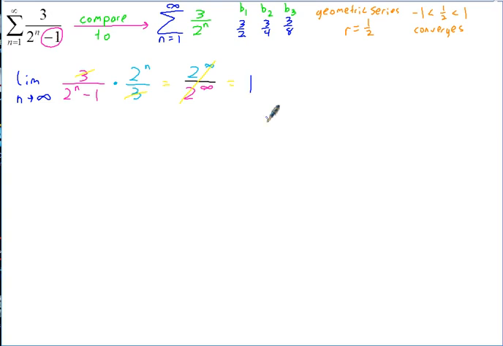And the limit comparison test says as long as this is greater than 0 and not infinity, then these series have to do the same thing. Either both converge or both diverge. And in this case, since we know already the series we compared it to is geometric and it converges, that means our original series would also have to converge. So we can say our series converges by the limit comparison test and the geometric series test.